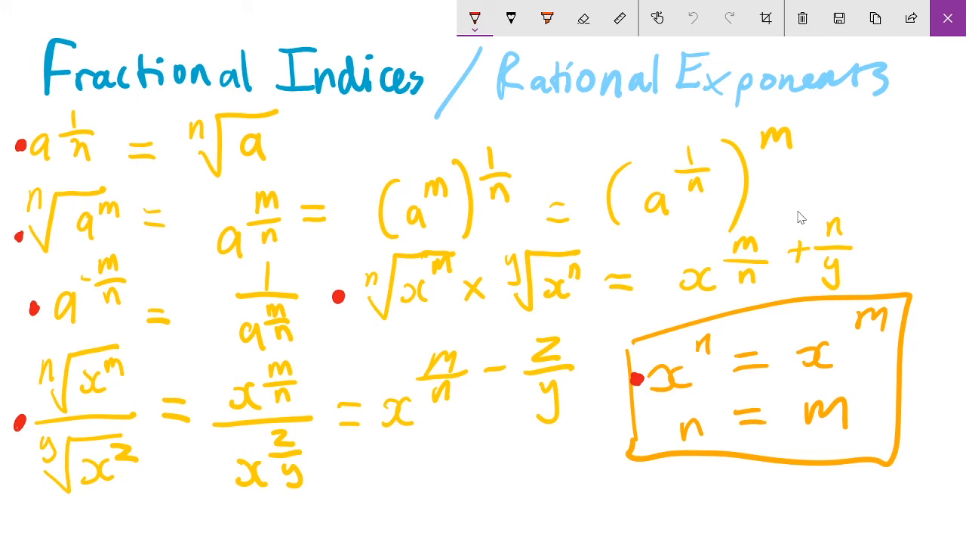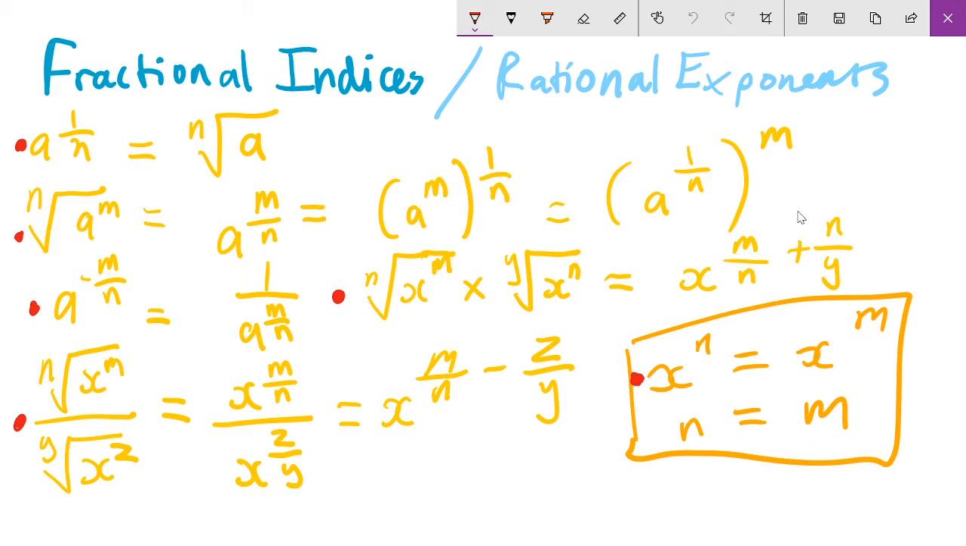So you already know we're going to do fractional indices today, or as Americans say it, rational exponents. Basically, it's just indices and exponents, but fractional. That's what it's called. Anyways, in this video I'm going to show you the rules first, and then I'll jump into some exercises on how you're going to use these rules.